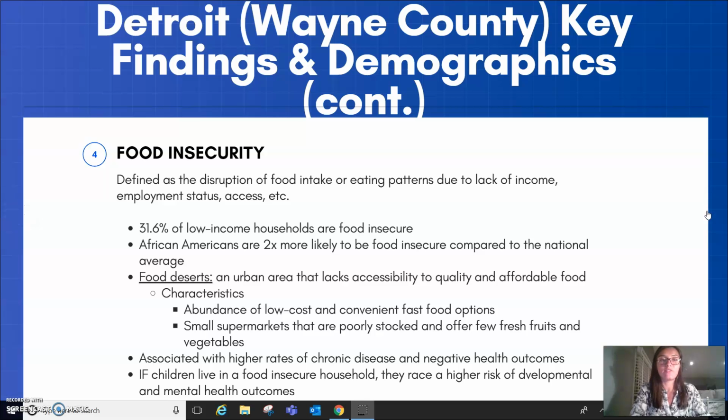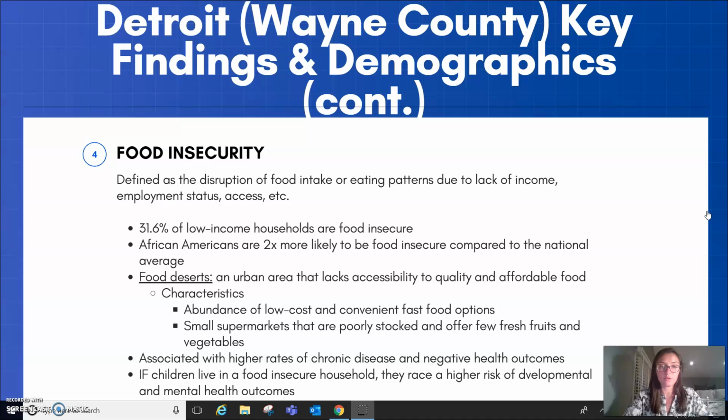Food insecurity is defined as the disruption of food intake or eating patterns due to lack of income, employment status, access, transportation, etc. In 2016, 31.6% of low-income households were food insecure. There are some racial and ethnic disparities that contribute to food insecurity as well, as African Americans are 2 times more likely to be food insecure compared to the national average.